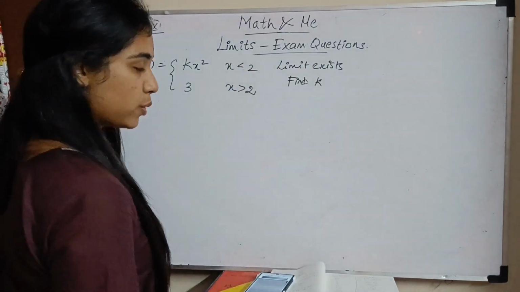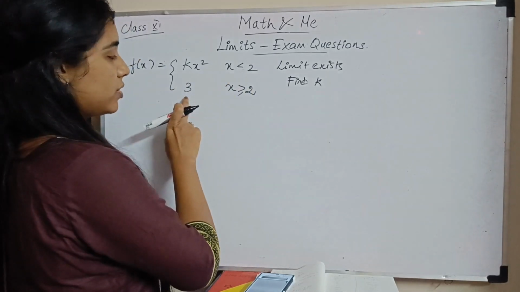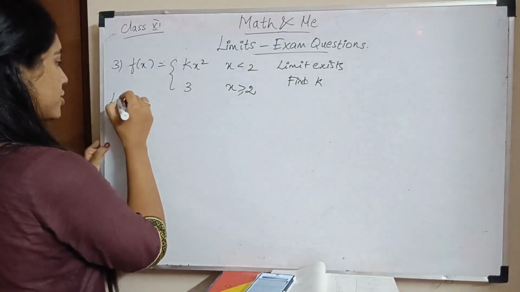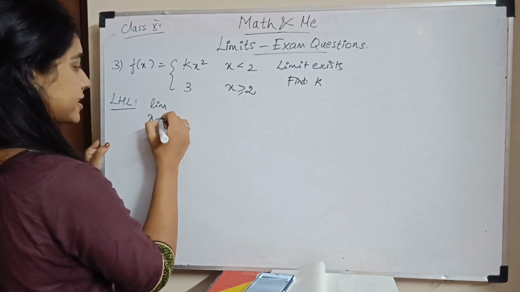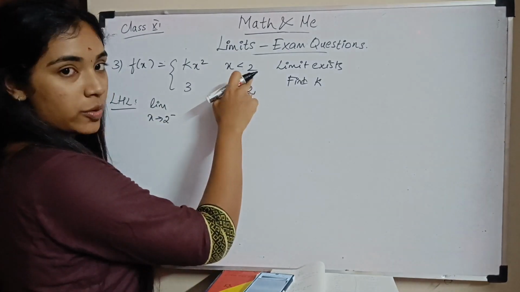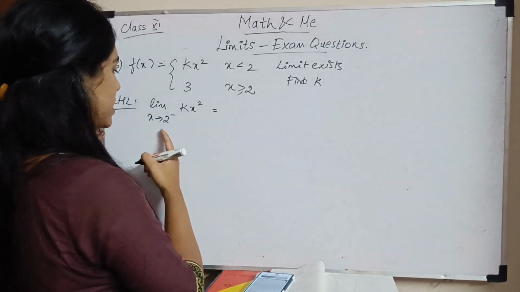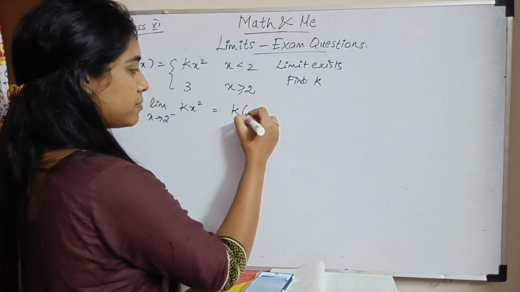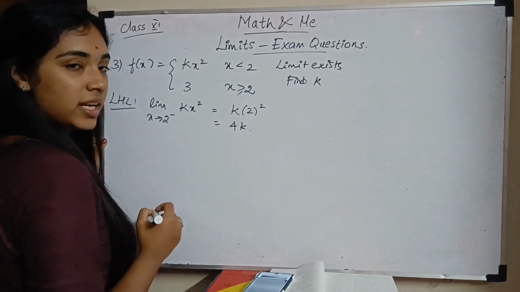Okay? So basically the equal to sign is over here. kx² when x is less than 2, 3 when x is greater than or equal to 2. So in that, what is your left hand limit? Left hand limit is limit x tends to 2 minus. 2 minus means we take the condition x less than or equal to 2. So it's kx². Substituting x² gives you k times 2², which is 4k. So this is your left hand limit.